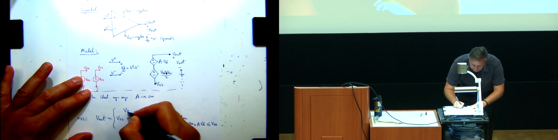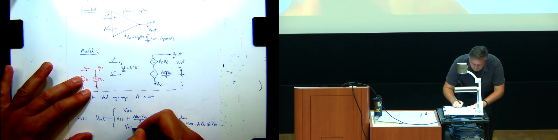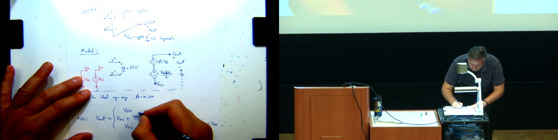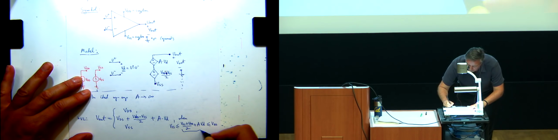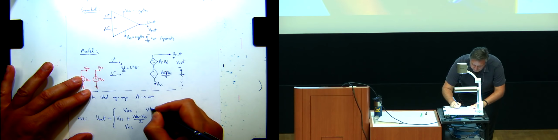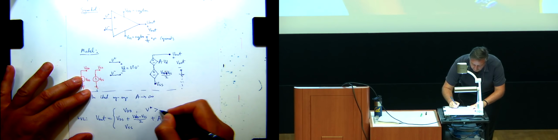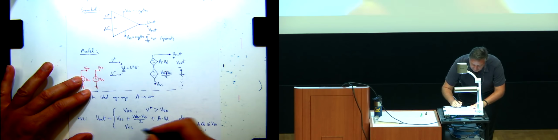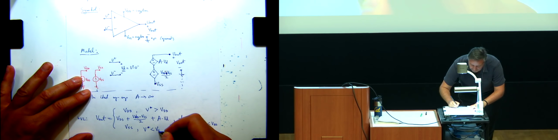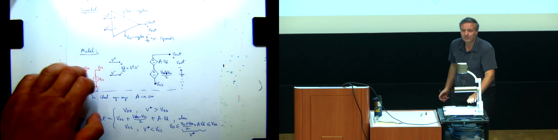And then there's going to be VDD here and VSS here. So let's call this value V star. So when V star is greater than VDD, it will be just VDD. And when V star is smaller than VSS, it will be just VSS.